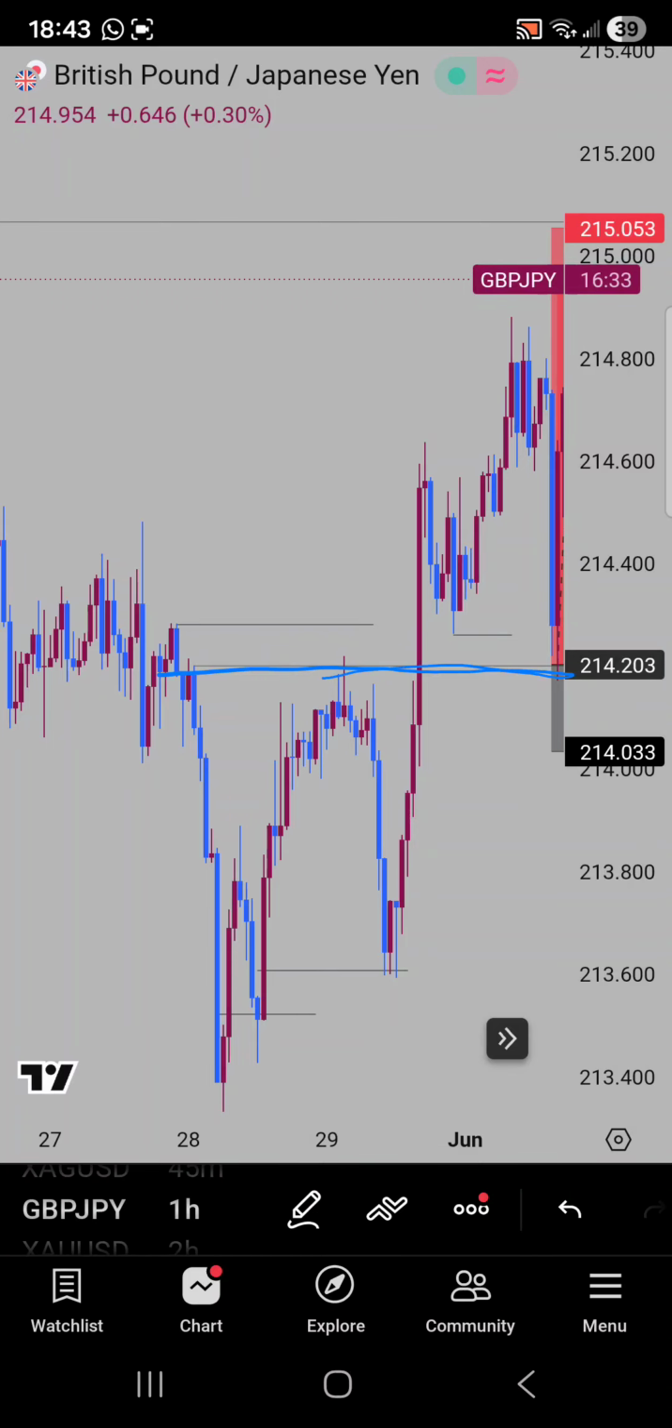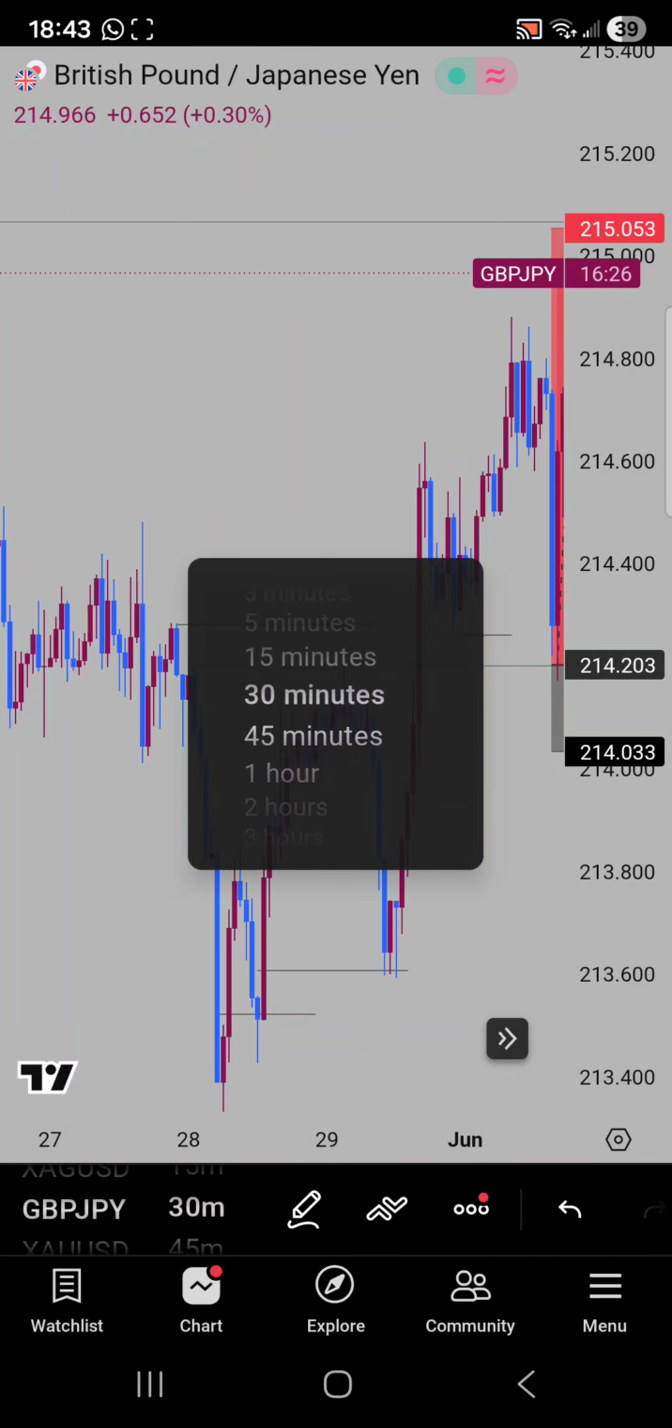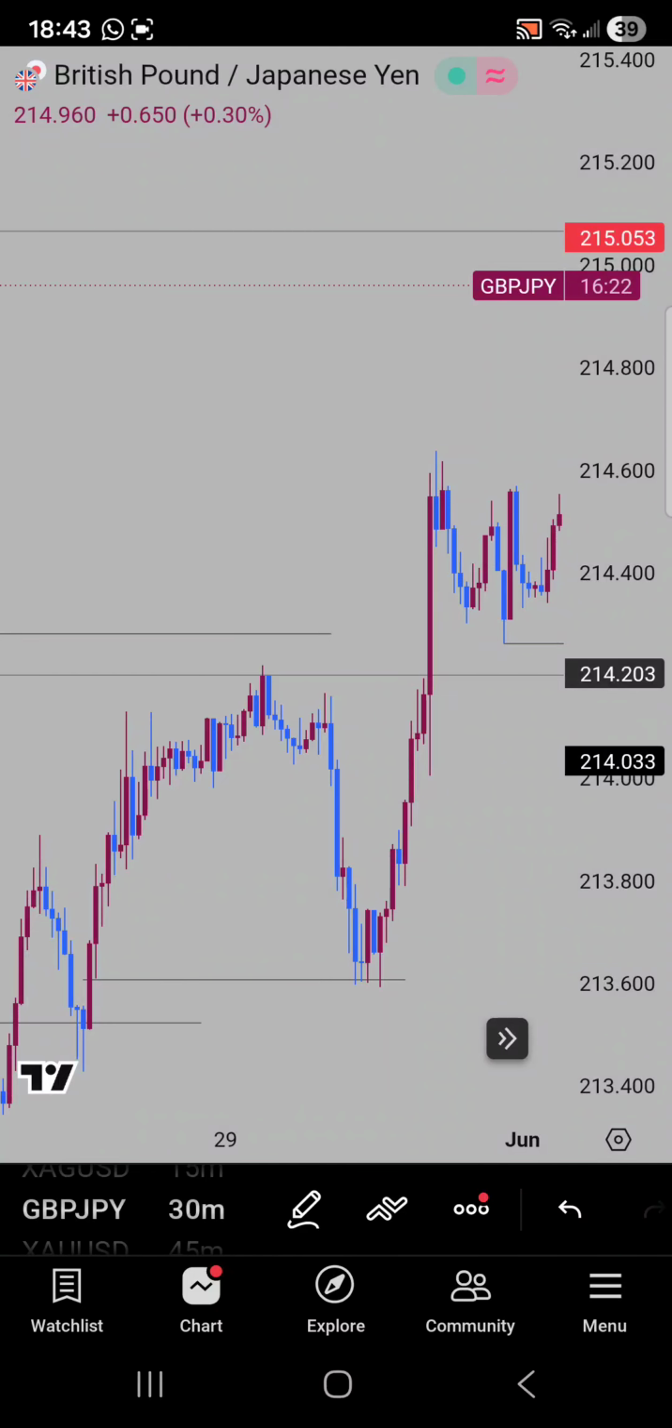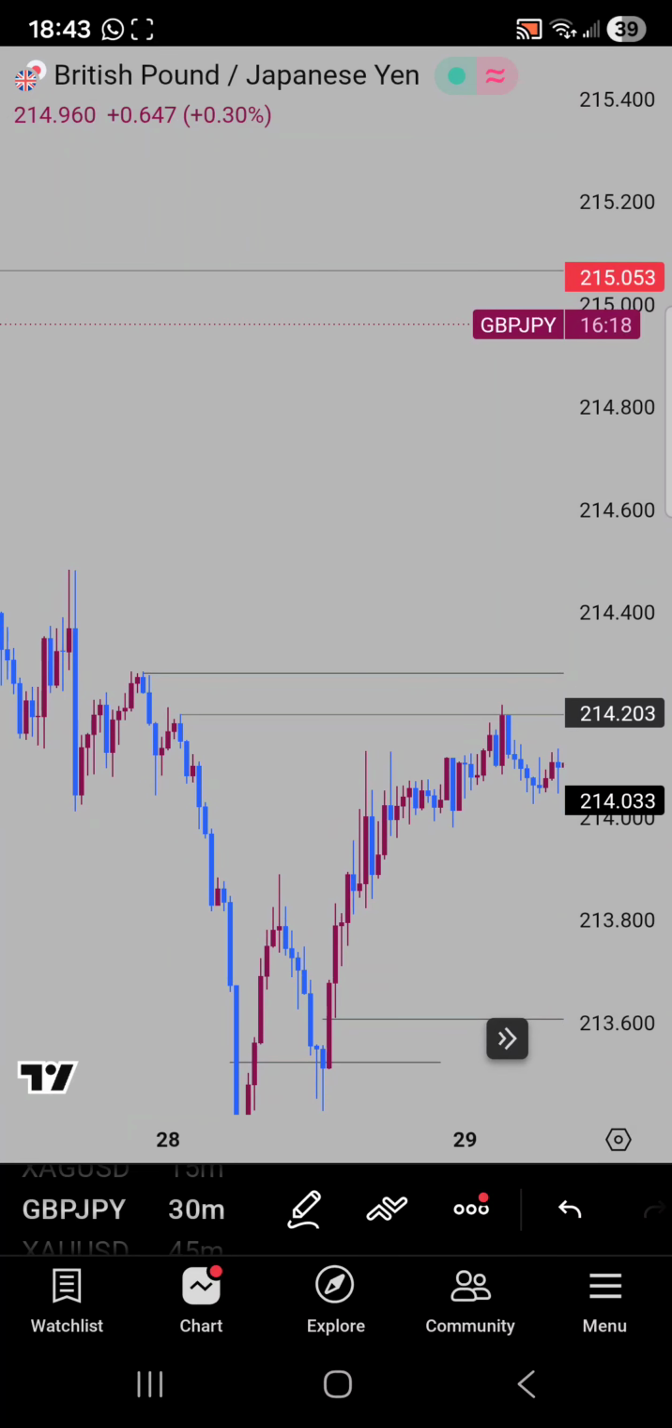zone here, but then again there is a zone here, so I was contemplating whether to use this zone or to use this zone. Then I moved to my 30 minutes. This was when I used this breaker block here. This is the breaker block I used. I just traced it from this side so I can get the tip.